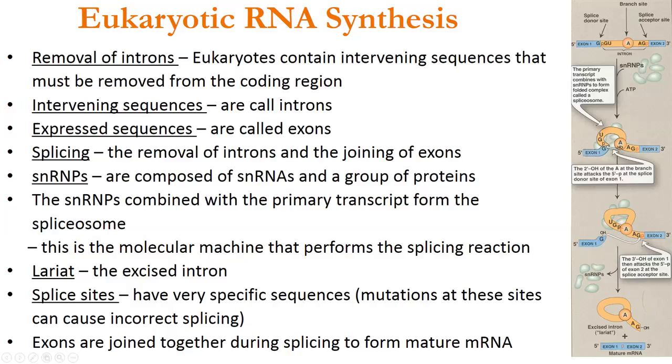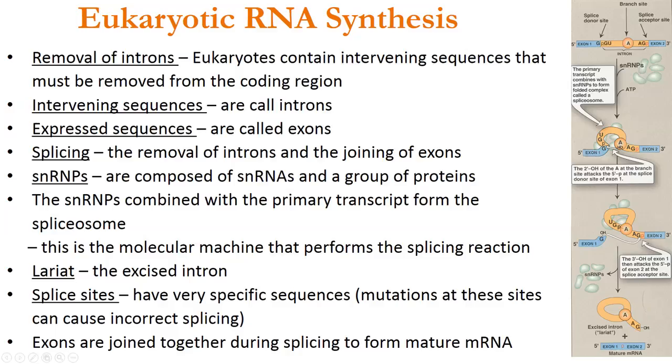So we're actually going to have to splice those out, and that's done by SNRPs. These are composed both of proteins and snRNAs. We mentioned that earlier. This is another class of RNA. We didn't group it in one of the three major classes of RNA, so there are a few other types of RNAs.